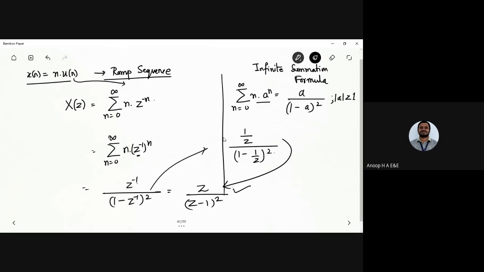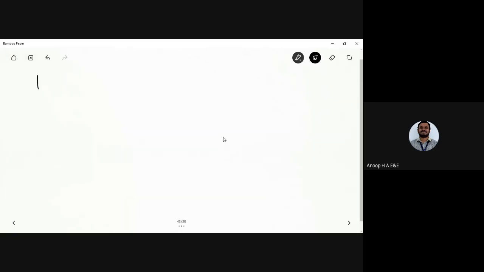So now, how to express the ROC? I have written it as mod a less than 1. In place of a, it is z power minus 1 under mod less than 1, so mod 1 by z less than 1. I can write it as mod 1 less than mod z, or mod z greater than 1. Mod 1, I can generally take as unity there. So it can be written as mod z greater than 1 as the ROC.